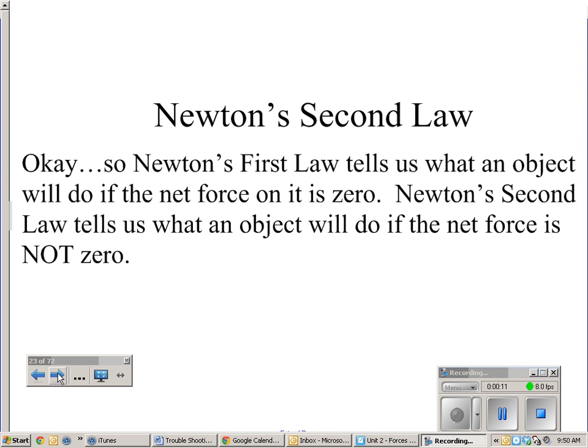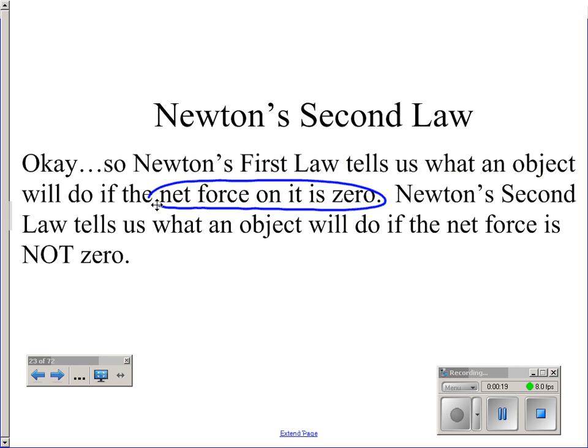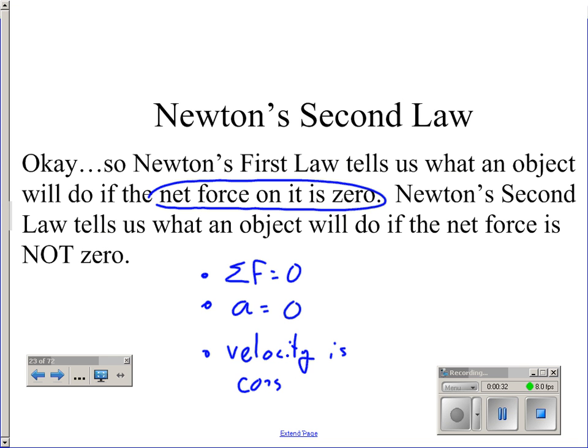So Newton's second law. First of all, Newton's first law tells us what an object will do if the net force on the object is zero. Specifically, if the net force is zero, then the acceleration is zero and the velocity is constant. That's what we've spent the last day or two talking about. That's what the first law says, that these three statements are equivalent. If one of them is true, they're all true.